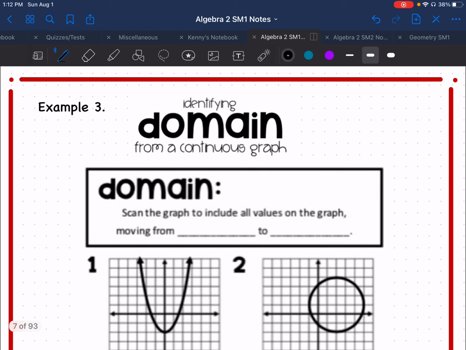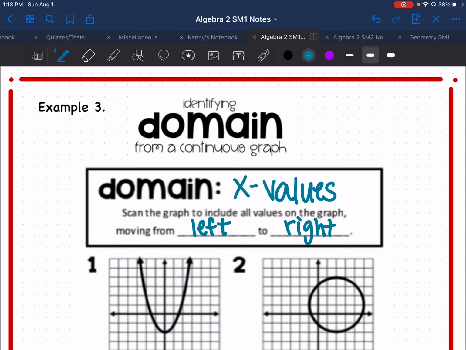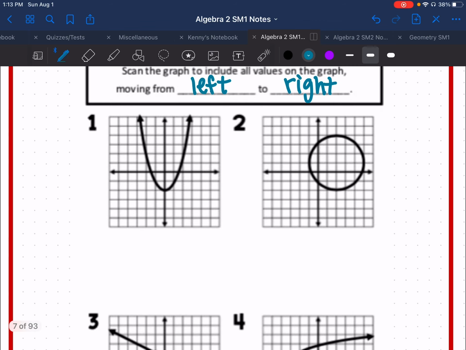All right, so let's talk a little bit more about the domain and the range. Remember, my domain are my x values. We're just going to scan our graph just like we did to include all our values on the graph, moving from left to right. So if we take a look at the first one and we look at our x-axis, this one right here, I'm just going to highlight it on these two.